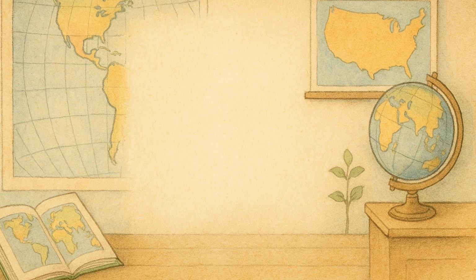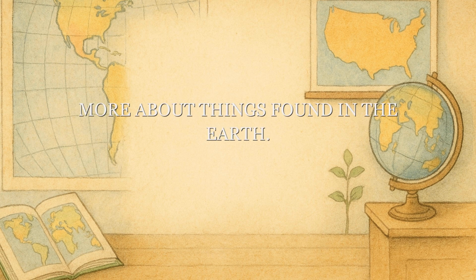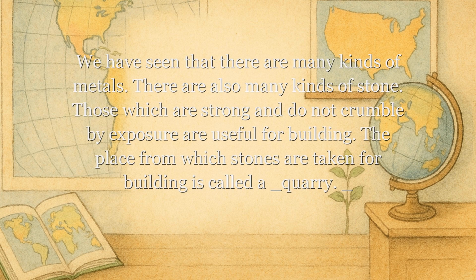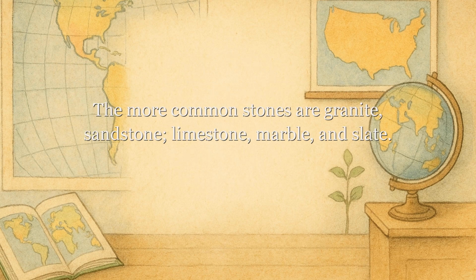Lesson XLI. More about things found in the earth. We have seen that there are many kinds of metals. There are also many kinds of stone. Those which are strong and do not crumble by exposure are useful for building. The place from which stones are taken for building is called a quarry. The more common stones are granite, sandstone, limestone, marble, and slate.